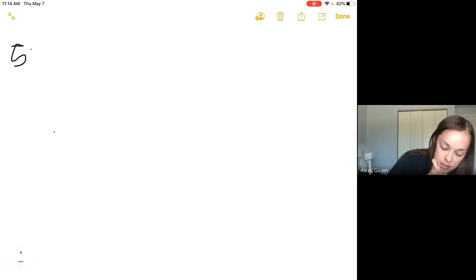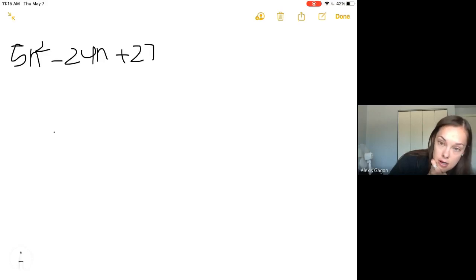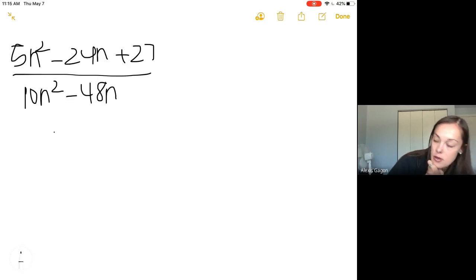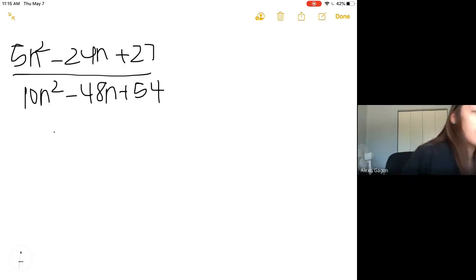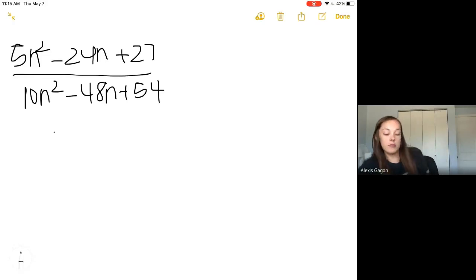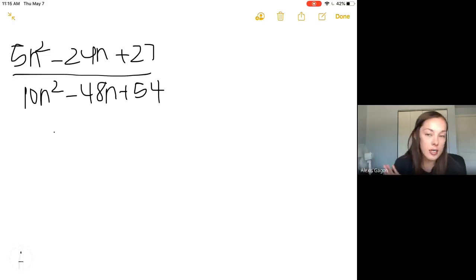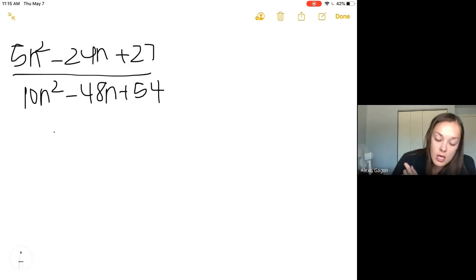5n squared minus 24n plus 27 over 10n squared minus 48n plus 54. I need to grab a calculator. Okay. So here, this factoring is a little bit harder. The top, we're going to have to use some sort of slip and slide. The bottom, it looks like we can pull out a GCF. I think it's just a 2. So let's do that first.